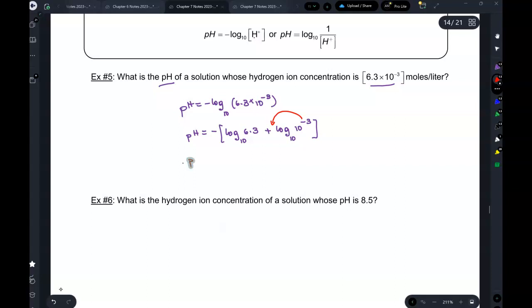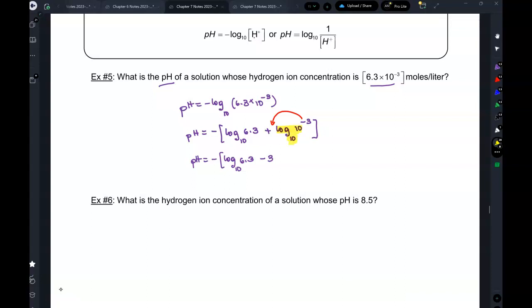So I have pH equal to negative log base 10 of 6.3, minus 3 times, right? Because the negative 3 comes down. And then what do you have left when the negative 3 comes down? Log base 10 of 10. So what's the exponent of 10 that gives you a 10? 1. So that's just 1.